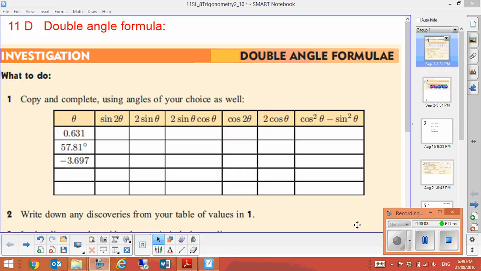Hello IB, here we are looking at 11D. This section's on the double angle formula. It starts off with this investigation where we see what sort of results we get when we look at an angle and its double angle.